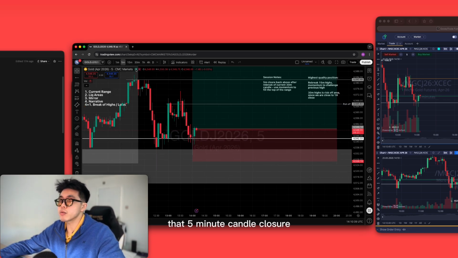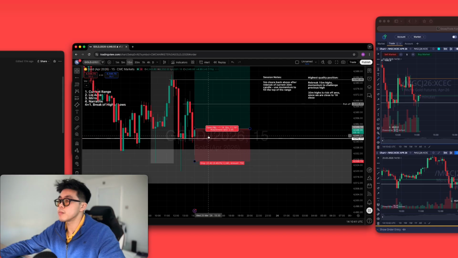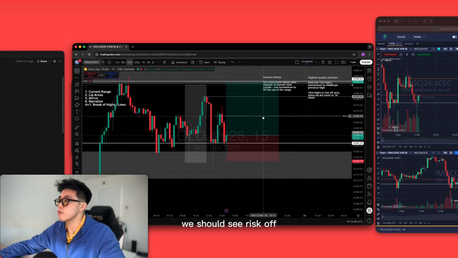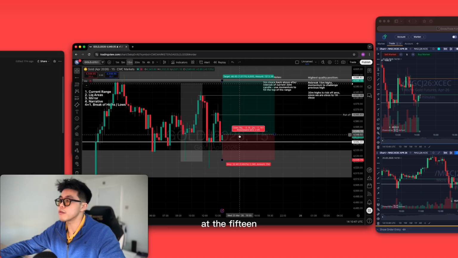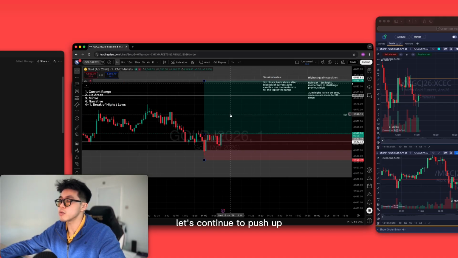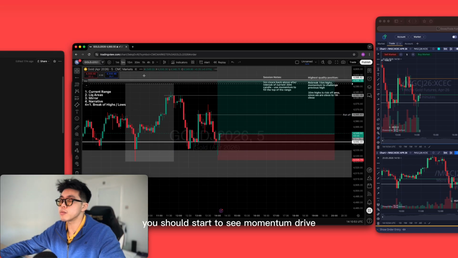That 5-minute candle closure could have been a little bit better. Wait and see. 5 minutes left until the 15. This thing should drive up. We should see risk off by the end of this candle closure at the 15. Because the 1 minute is very, very nice. It's continuing to push up. You should start to see momentum drive.